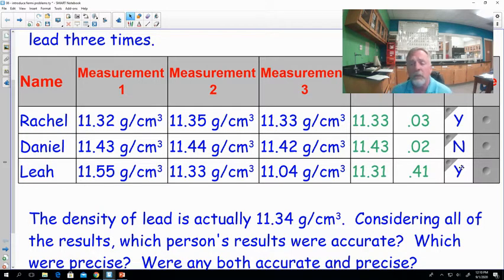Well, now we have to answer the question of precision. How do we get the answer? How do we answer precision?